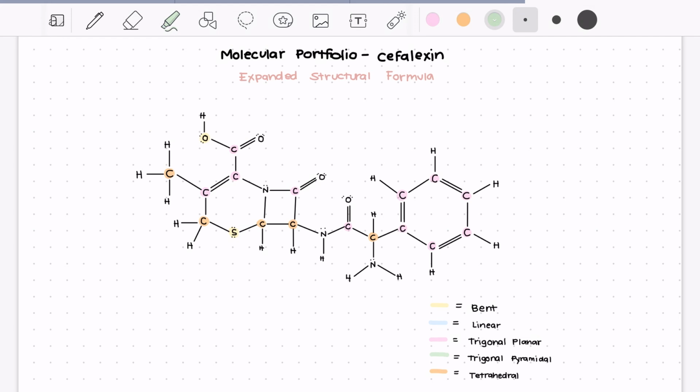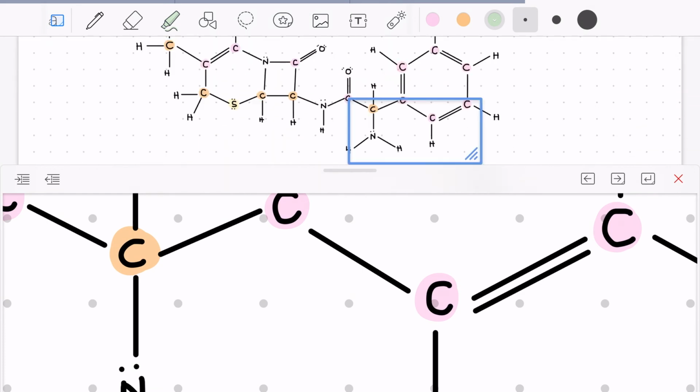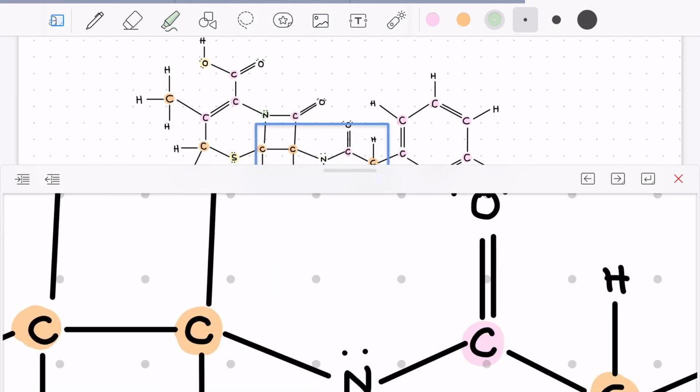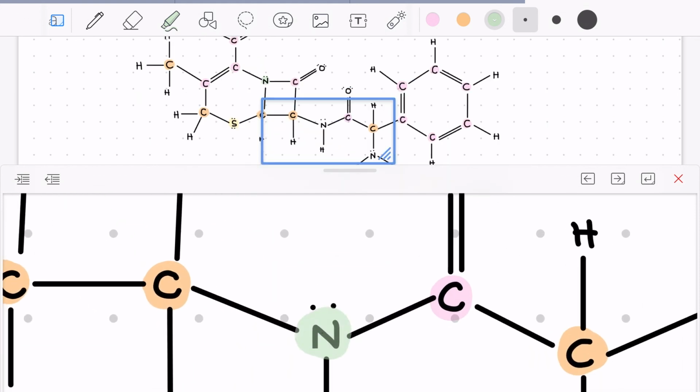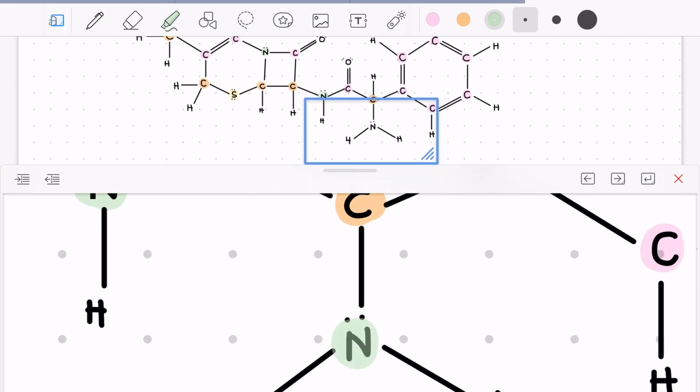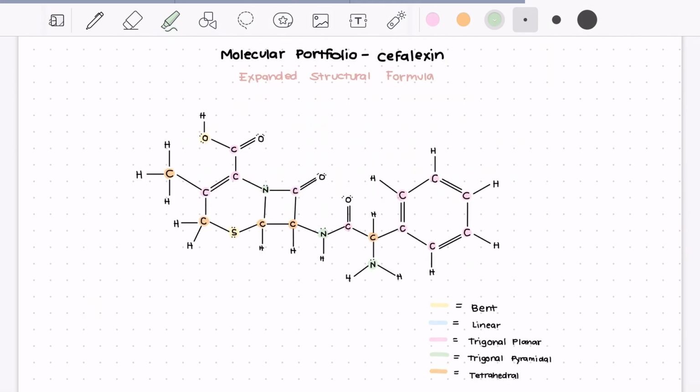After I'm done highlighting all of the central atoms that have a tetrahedral molecular geometry, I'm going in and highlighting all of the central atoms that have a trigonal pyramidal molecular geometry. This basically means that this has 4 electron groups, but it has only 3 bonds and 1 lone pair. So this goes for all the nitrogen atoms, since they share 3 bonds, but they have 1 lone pair. And that concludes the VSEPR theory molecular geometry predictions, and this is the end of my molecular portfolio about the antibiotic Cefalexin.